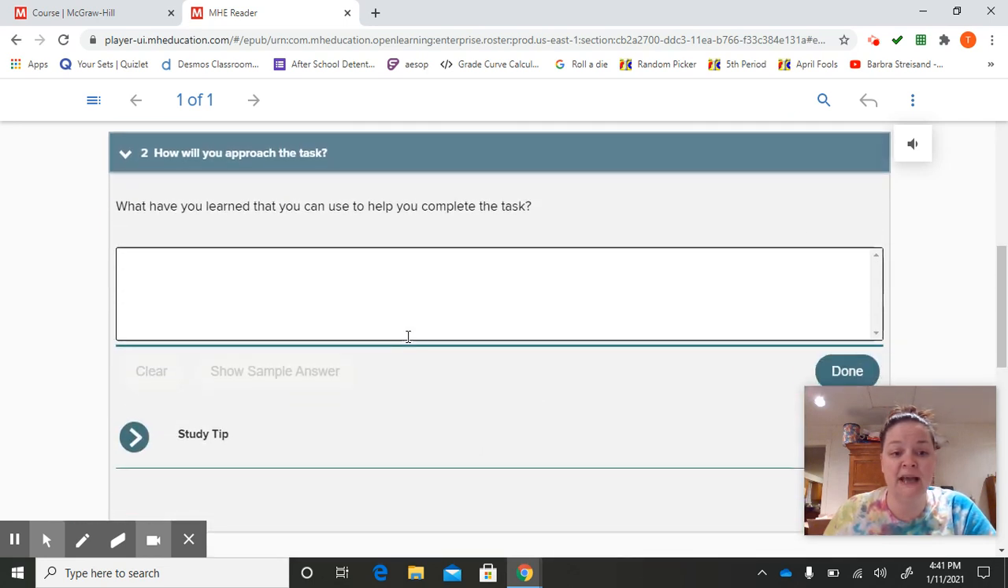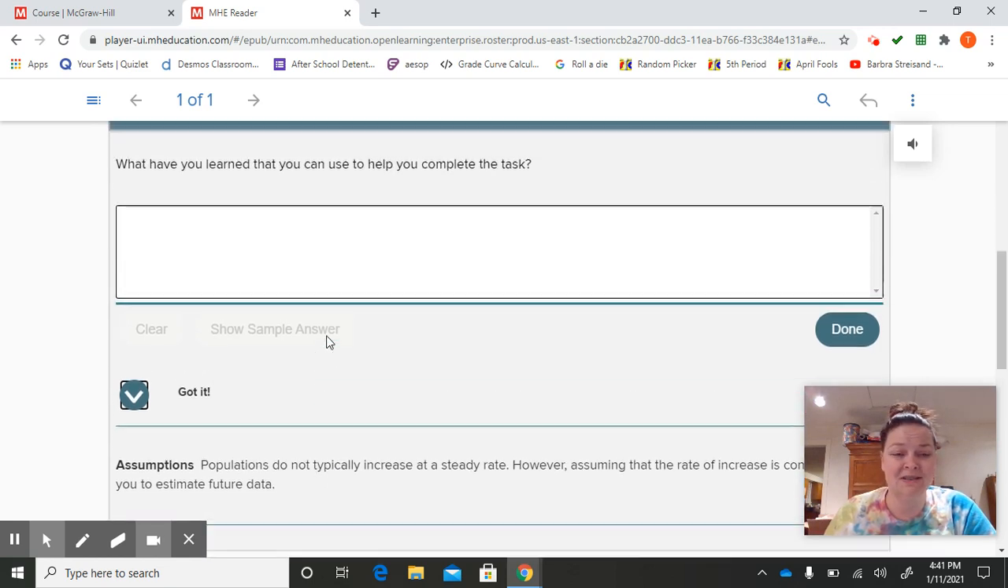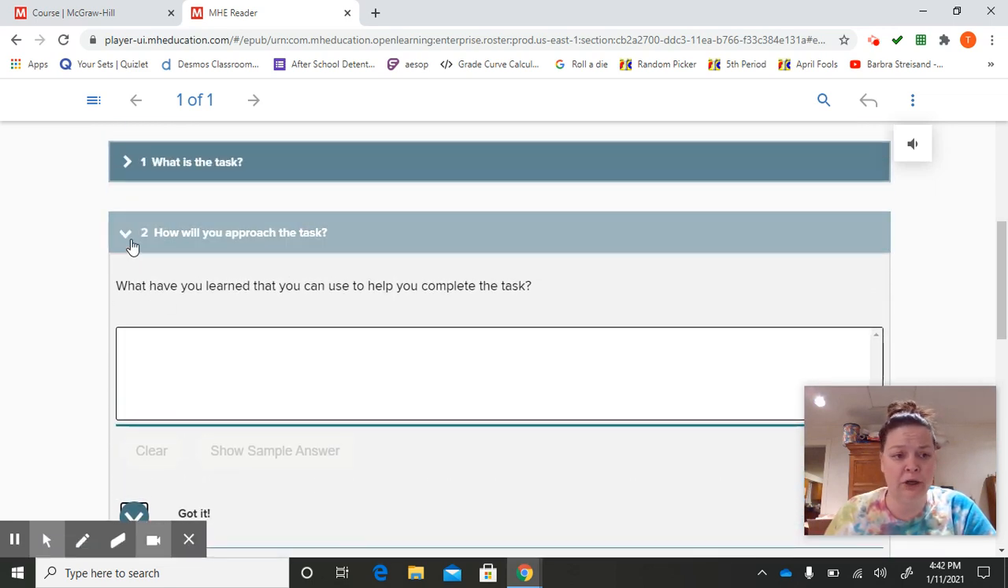How will you approach this task? I would suggest finding the slope of each line and the y-intercept and graphing them. Populations do not typically increase at a steady rate. However, assuming that the rate of increase is constant allows you to estimate future data. So this is not going to be exact, is what that is warning you, but it'll be pretty close.